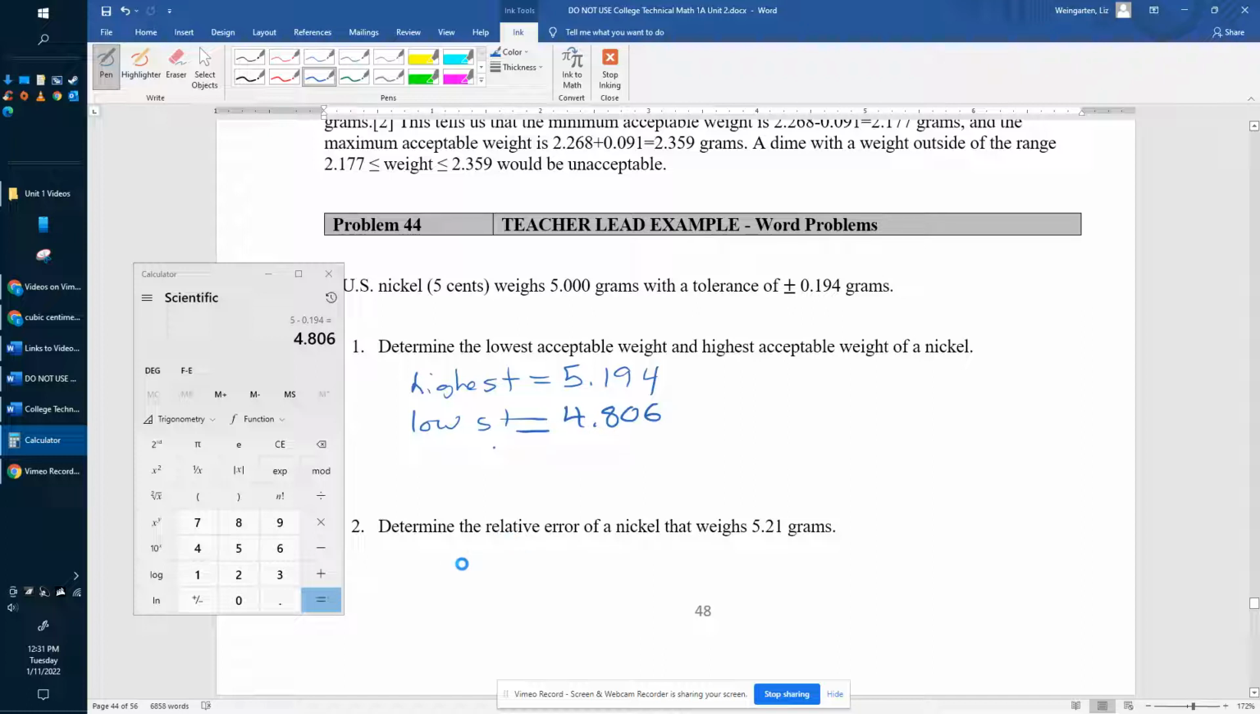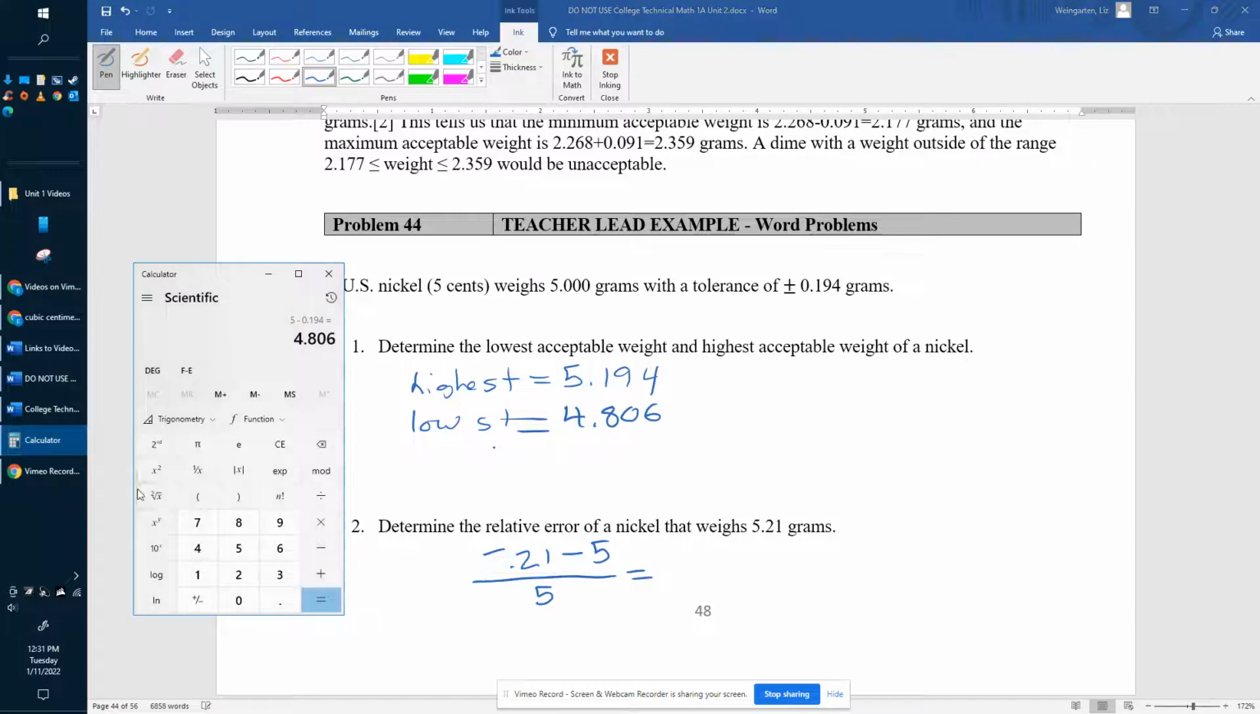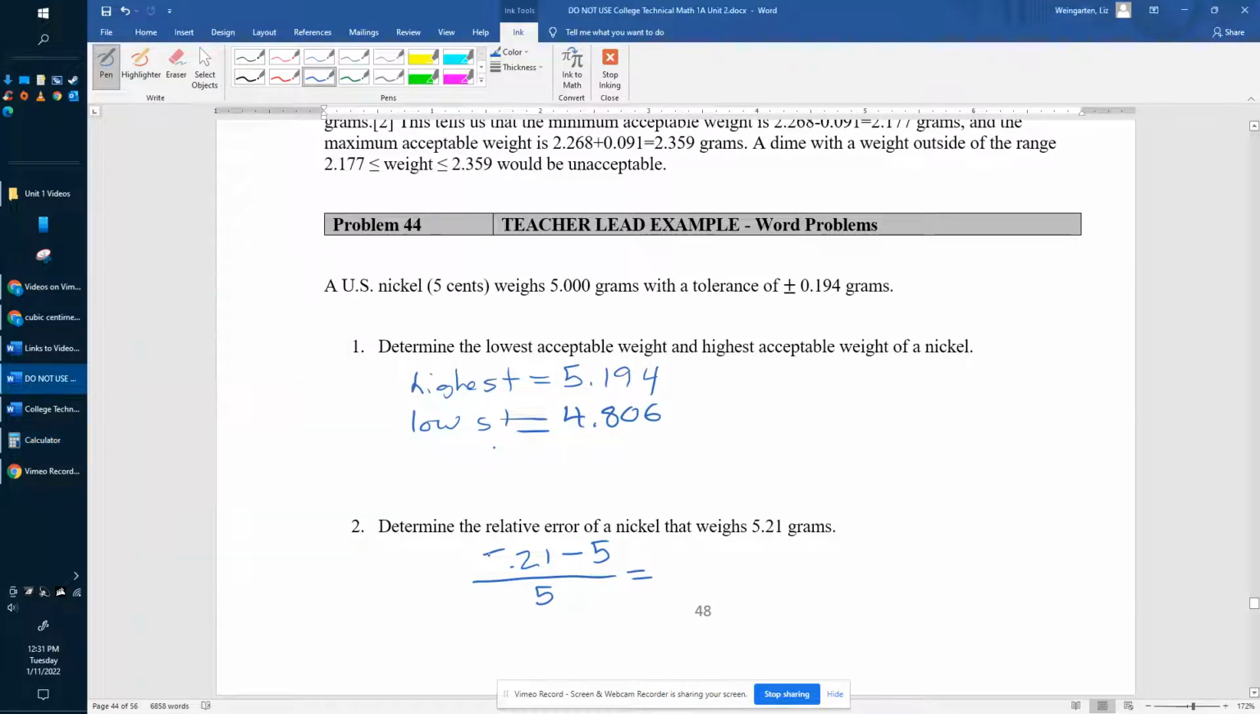Determine the relative error for a nickel that weighs 5.21 grams. So it's supposed to weigh 5, but it currently weighs 5.21. Minus what it should be divided by what it should be. It weighs more than it should, so we should get a positive number.